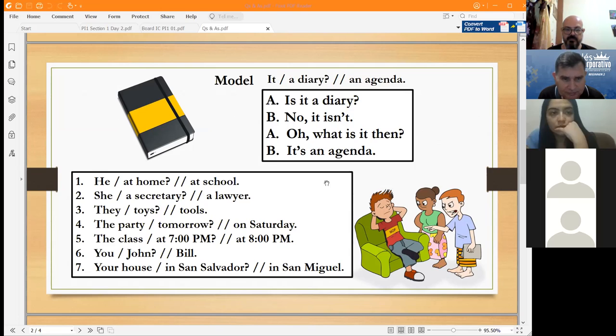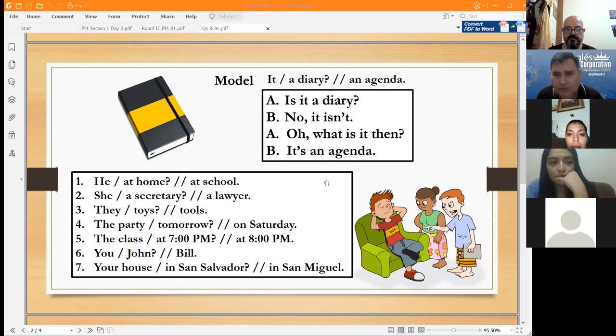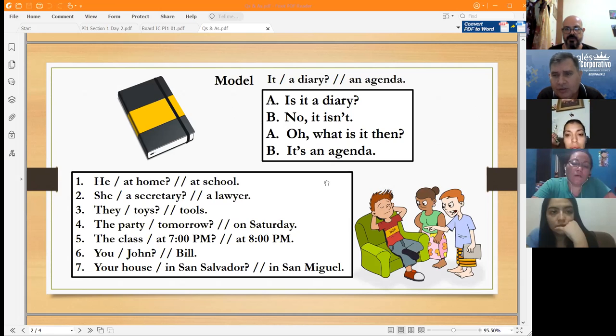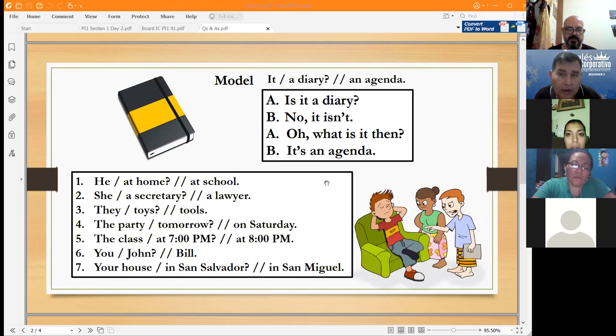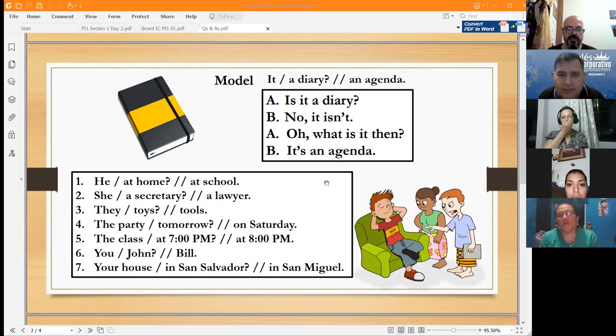Is this your house? Is your house in San Salvador? You say, no, it isn't. Where is it? Or where is your house? It's in San Miguel. Okay, excellent. This is the exercise. A little difficult, right? Yes.